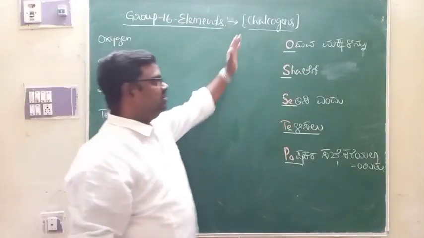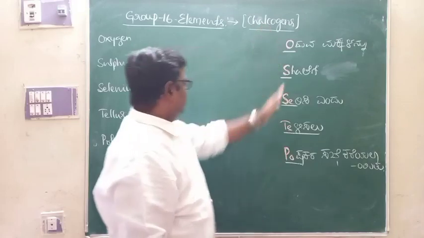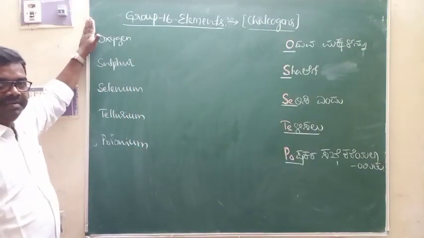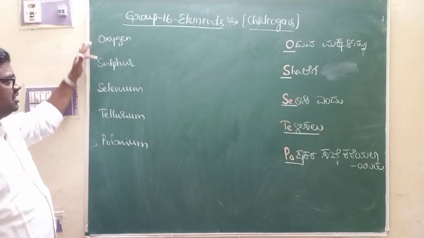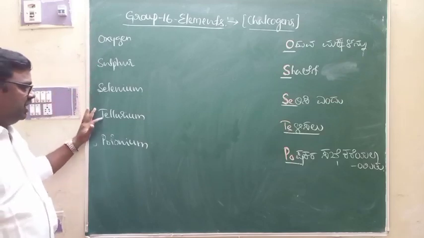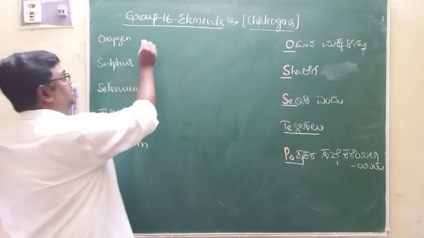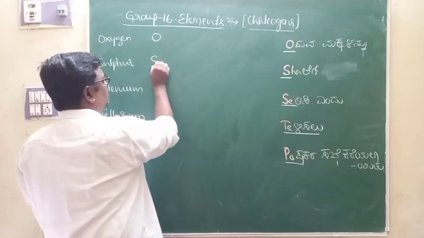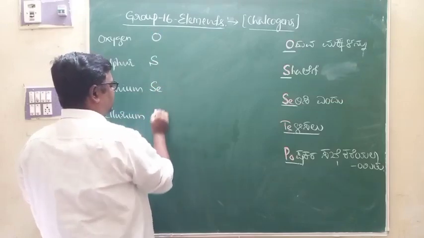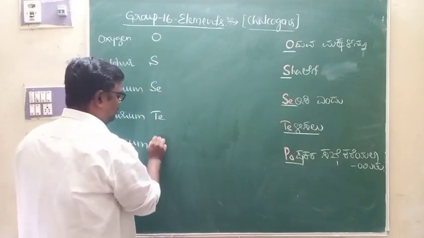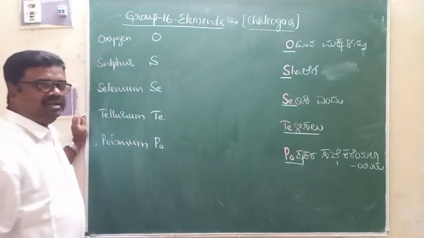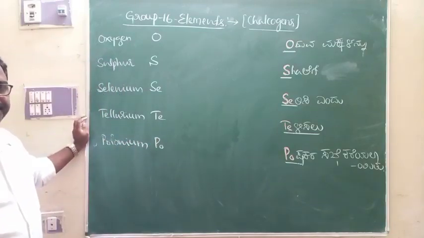This is how you can remember this particular mnemonic. In order to remember this order, oxygen first, sulfur next, selenium next, tellurium and polonium. And of course, oxygen will have a symbol O, sulfur is S, selenium is Se, tellurium is Te, polonium is Po. These are the symbols of these elements.